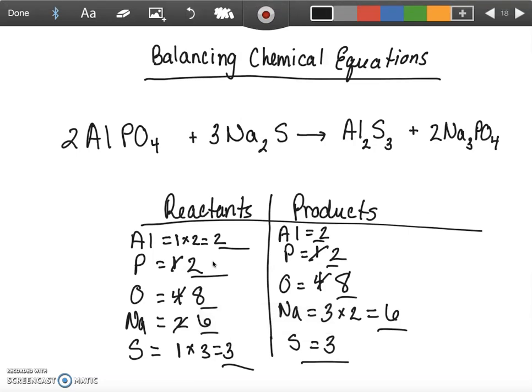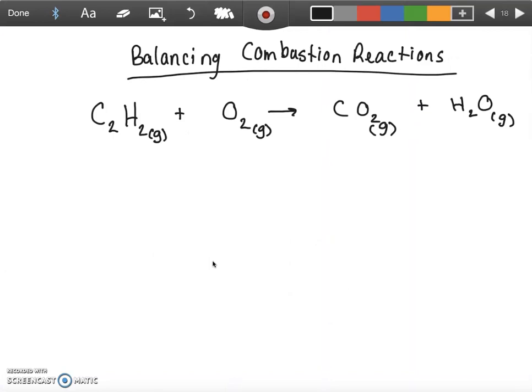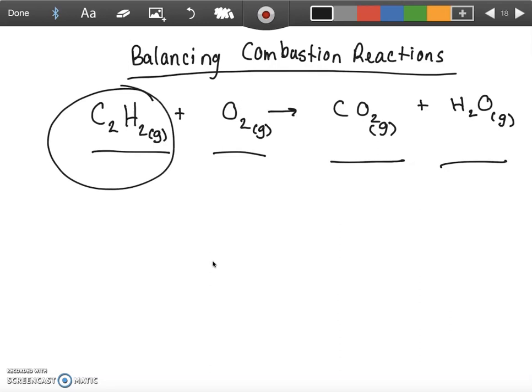Okay, last example with balancing chemical equations is the combustion reaction. Ladies and gents, combustion reactions involve taking a hydrocarbon, so anything with a C or an H in it, reacting it with oxygen to always produce CO2 and H2O. So every combustion reaction will have the same products. And on the reactant side, every combustion reaction will have an oxygen. The only thing that's really going to change is right here. We'll have a different arrangements of CHs and Os there.